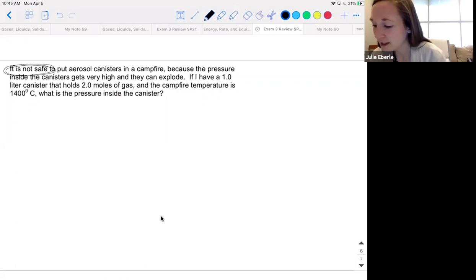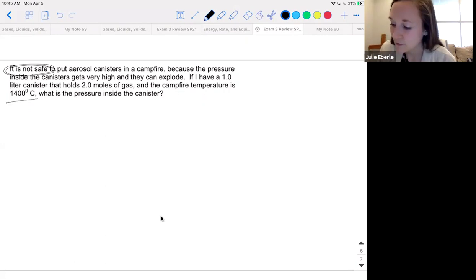If I have a 1 liter canister, it holds 2 moles of a gas. The campfire temperature is, look at that, 1400 degrees Celsius. I had to look that up because I was like, is that a real thing? And it's a real thing. It can get that hot depending on the flame. What is the pressure inside the canister? So what law are we using? Anything look familiar?